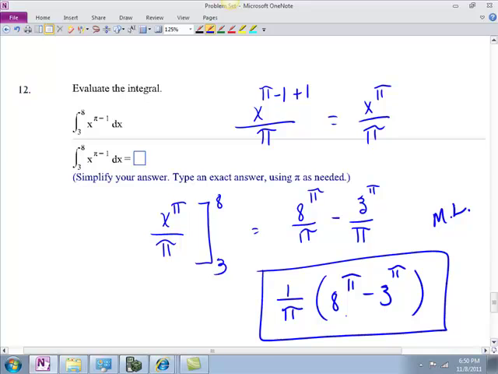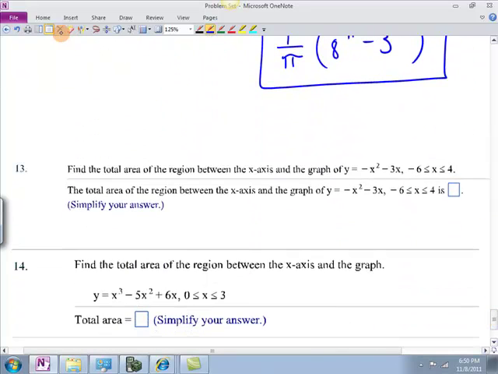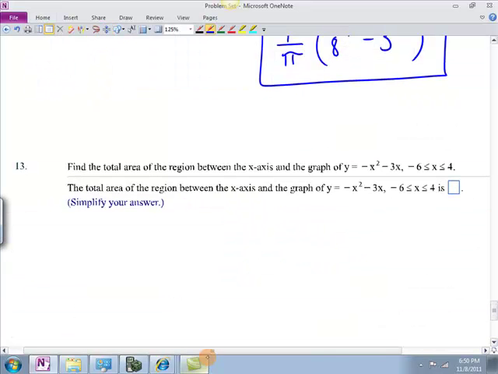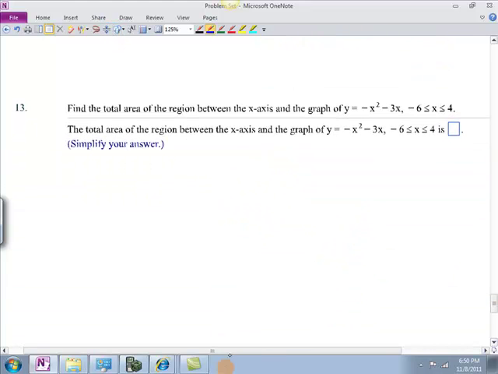All right. Okay. Let's try this next one. It's an area problem. You need your calculator because, number one, we've got to get a picture of this. So let's get a picture of negative x squared minus 3x. Negative x squared minus 3x. And we're only talking about it from negative 6 to 4.